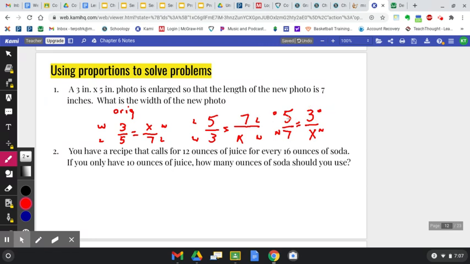Notice my cross products would still give me 5 times x and 3 times 7, right? So when I do my cross multiplying, I get 5x equals 21. And notice that would be the same in any of these setups. Divide both sides by 5, I get x equals 4.2.